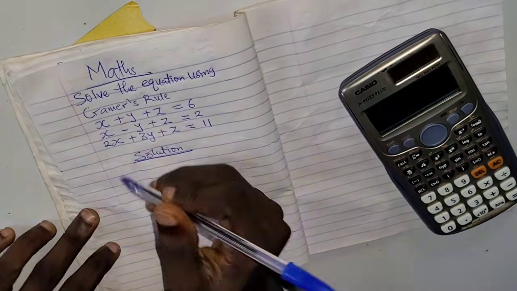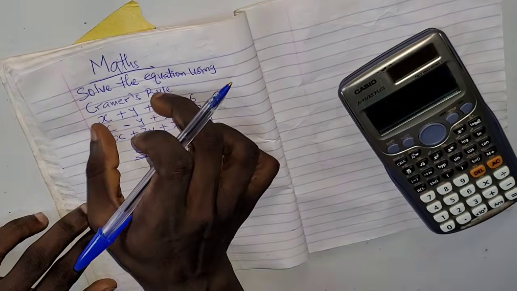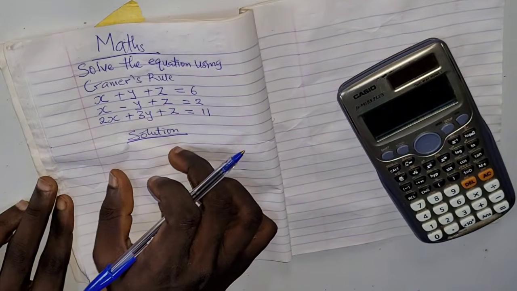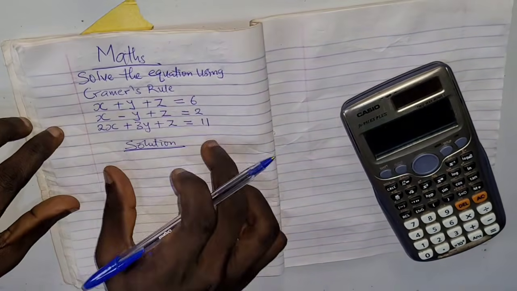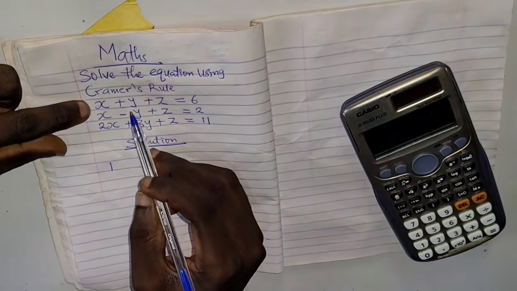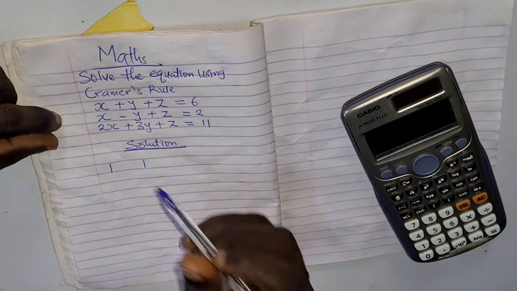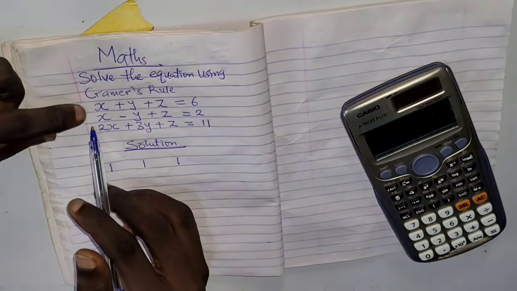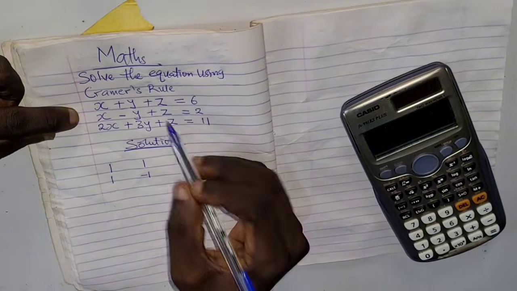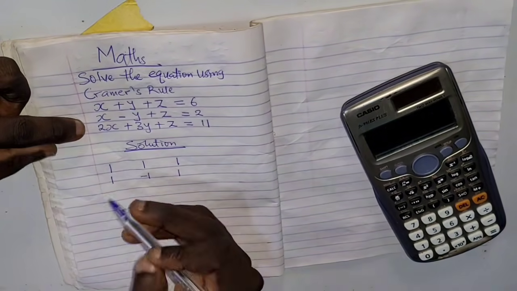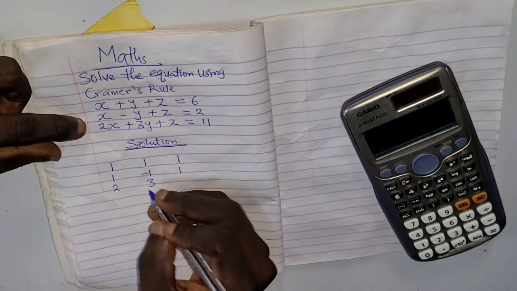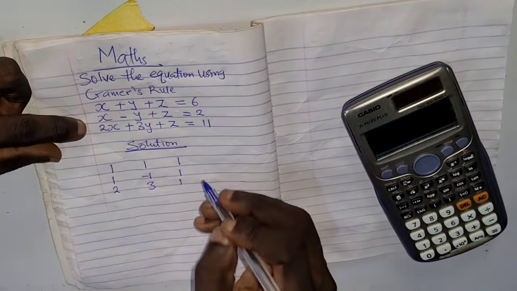First of all, let's rewrite the coefficients of these given equations. Let's rewrite it out here. What is the coefficient of x here? 1. What is the coefficient of y here? 1. What is the coefficient of z? 1. What is the coefficient of x here? 1. Coefficient of y here? -1. Coefficient of z here? 1. Coefficient of x here? 2. Coefficient of y here is what? 3. And coefficient of z here is what? 1.